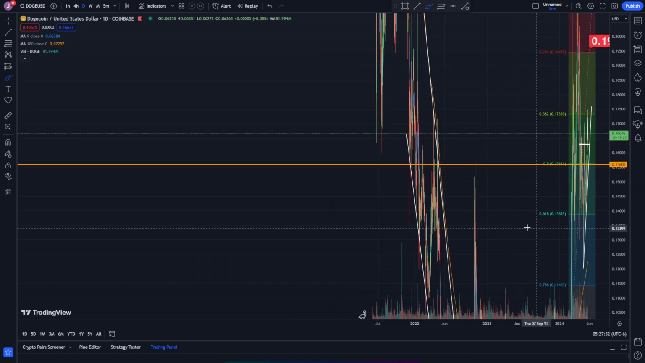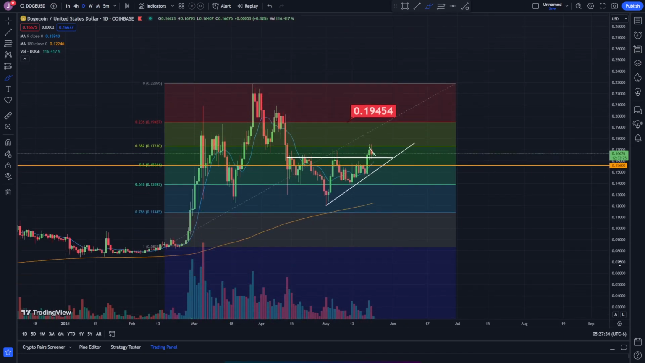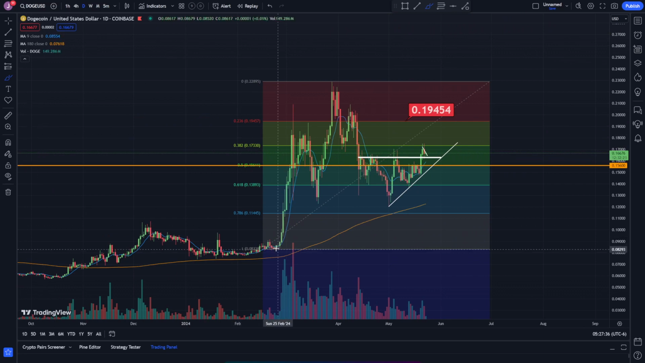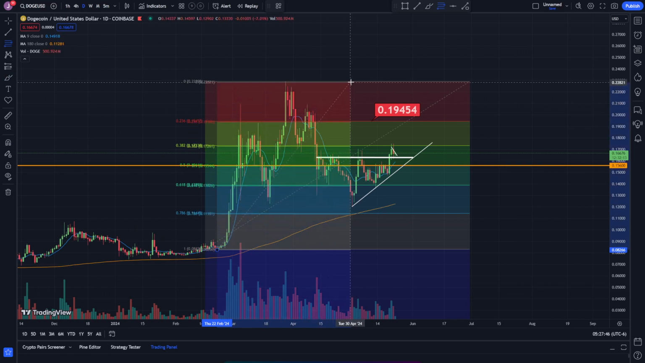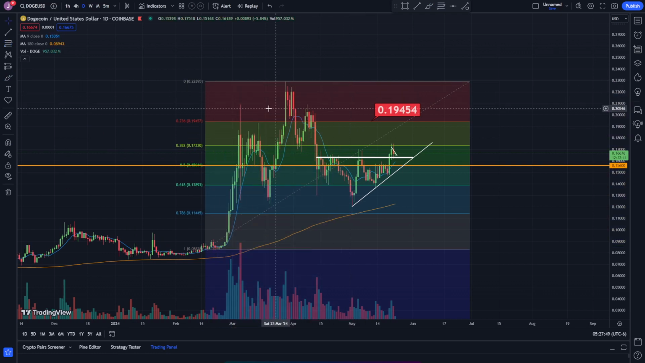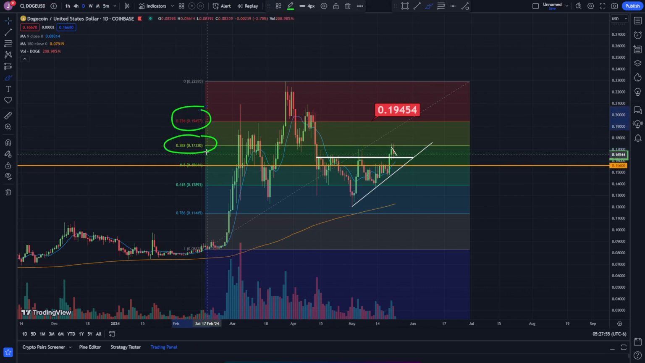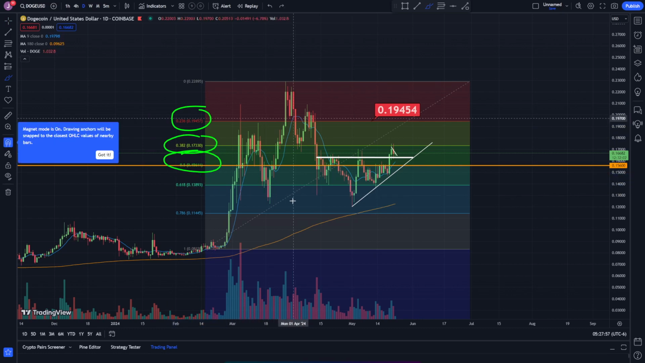So let's go ahead and zoom out. I'm looking at a Fibonacci retracement from the bottom at 8 cents to the top at around 23 cents, somewhere around there. That's the scale that I'm using. So we get the Fibonacci retracement tool, we drag from the bottom to the top, and then that gives us some levels to watch as we retrace. These levels right here act as support and resistance a lot of the time.